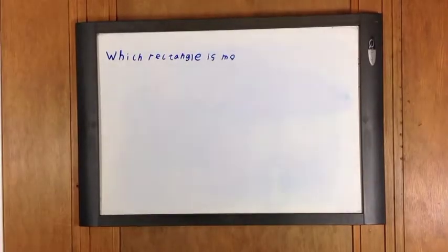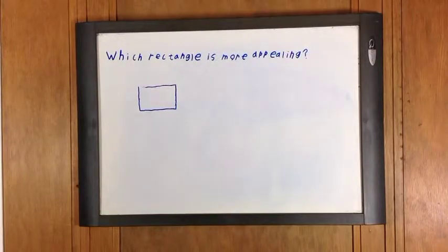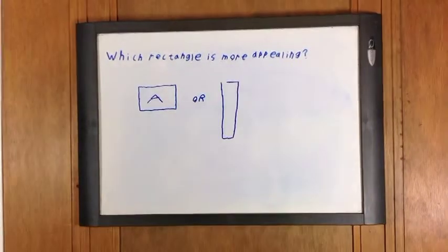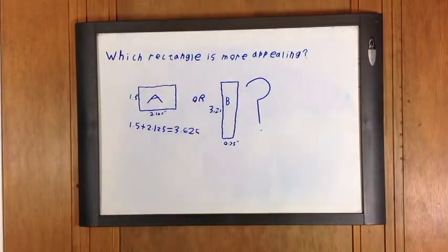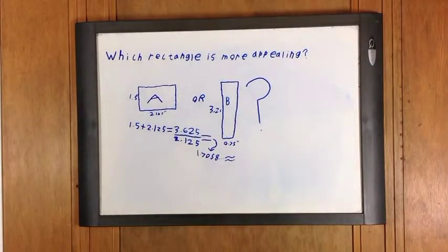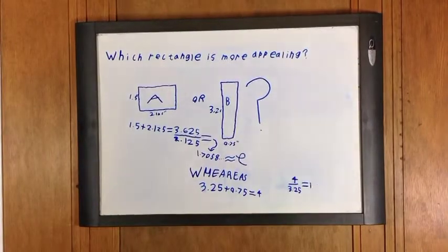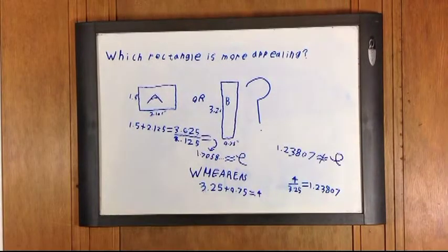Now it's time for a game of which rectangle is more appealing. Go on, say it out loud. If you said A, you are in the majority. That is because A is a golden rectangle. The reason that A is a golden rectangle and the reason that B is not a golden rectangle are being shown on the screen.